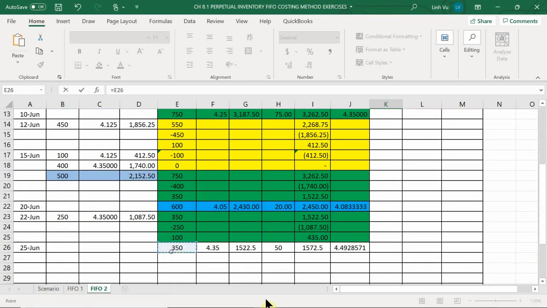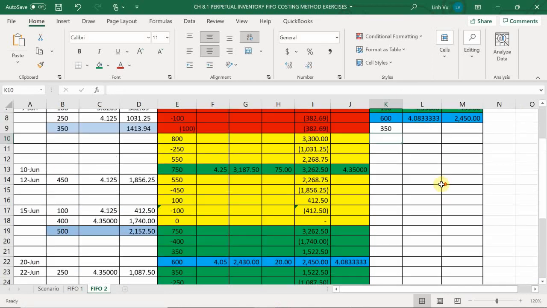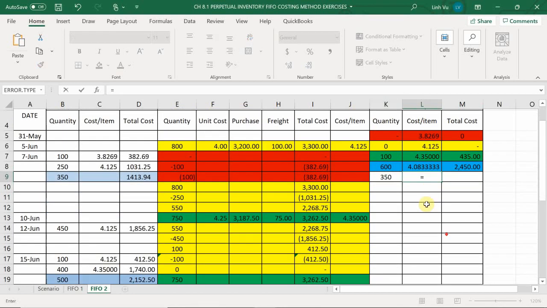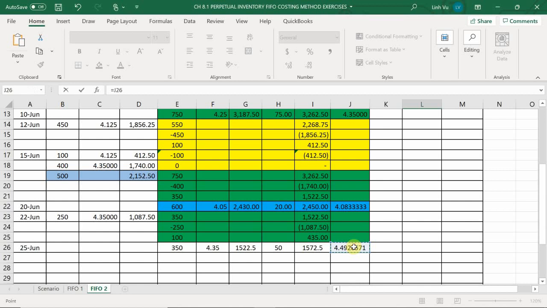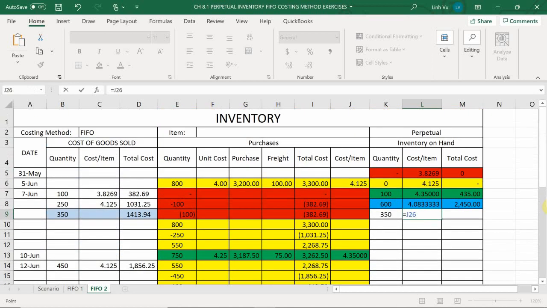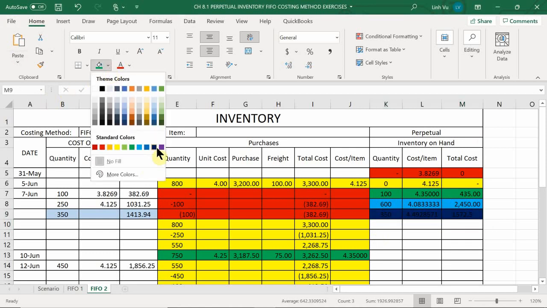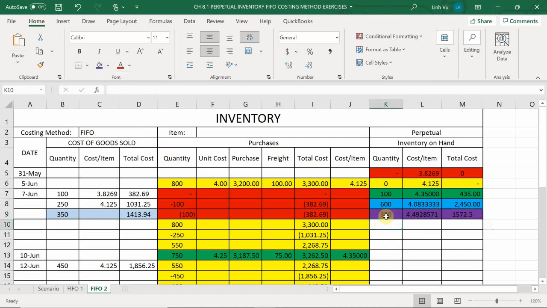So again, last but not least, we've got to plug this in here one last time. So we have now 350 units at a cost per item of $4.4928, which should give me a total cost of $1572.50. And I'm just going to go ahead and highlight this. And once again, we are going to select this purple color. Hopefully it's not dark enough.